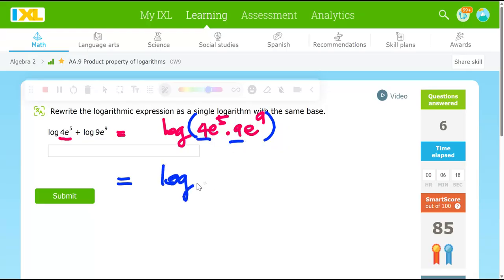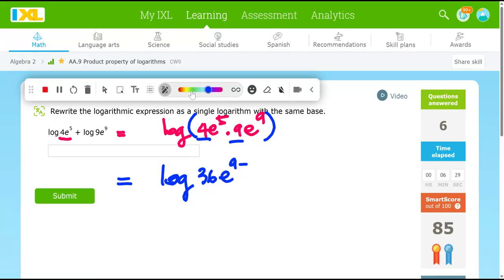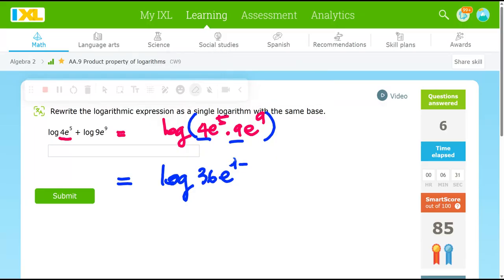4 times 9 is 36. And now e^5 with e^9, we combine them together by adding the power. So 5 plus 9 is 14. So now you come out with log base 10 of 36 times e to the power 14.